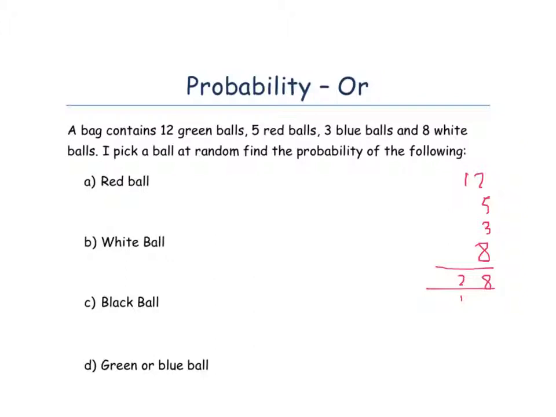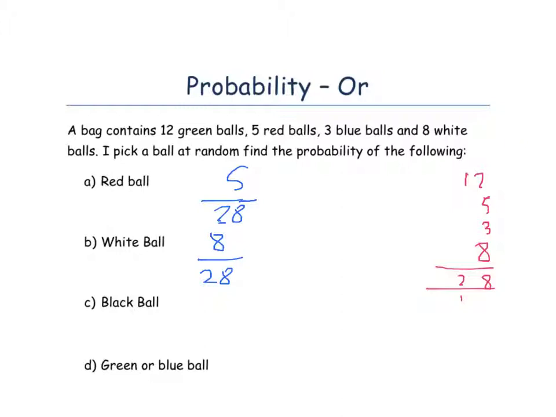So firstly, what is the probability of picking a red ball? Well, in this bag we've got 5 red balls. So the probability of getting a red ball is 5 out of 28 balls. The probability of getting a white, well, if it's 8 white balls, out of a possible 28. So it's 8 out of 28.